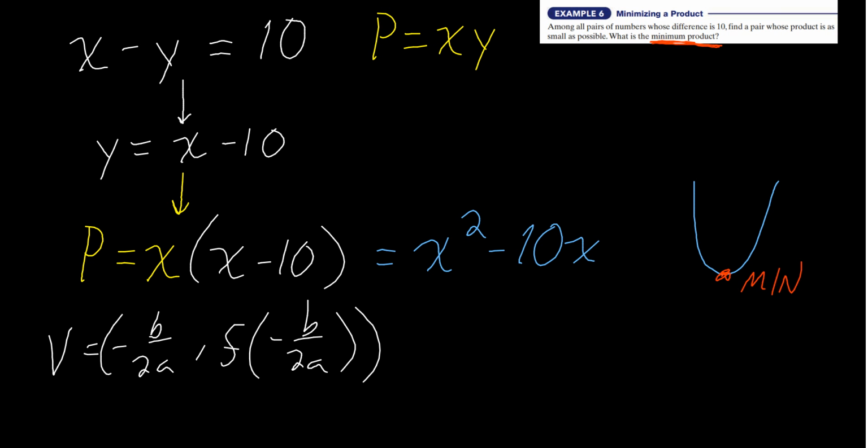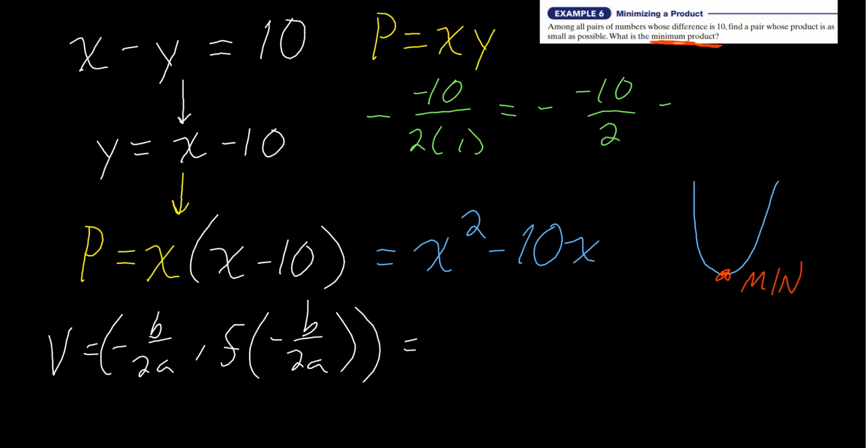Okay, so what is negative b over 2a? I'm going to do the arithmetic up in here and then put the solution down there. Okay, then let's put it in green. So negative b over 2a: negative b, which is a negative 10, over 2a, which is 2 times 1. So we have a negative 10 over 2.